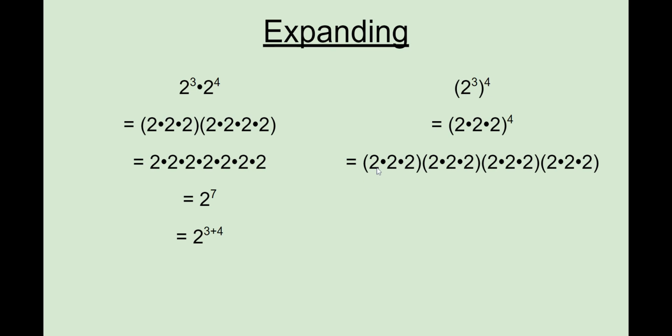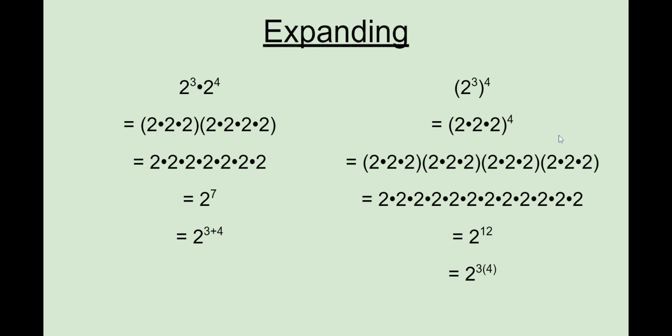Well, add these up now. So 2, there's 3, 6, 9, 12. So I'll have 12 total 2's. Well, how did I get to 12? Well, I can do a simple shortcut, and I have 3 of these 4 times, so 3 times 4 is 12. So that's why we get a power raised to a power is multiplication. Okay? So it's really just a shortcut to this multiple multiplication idea. All right?